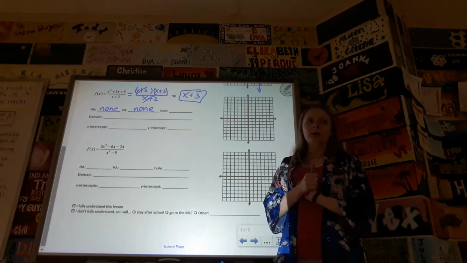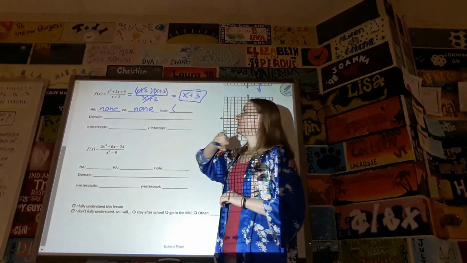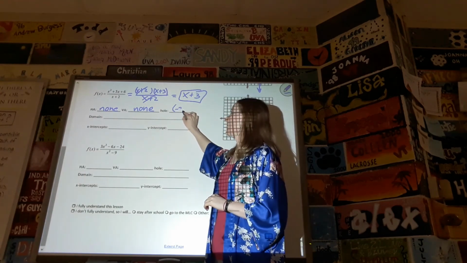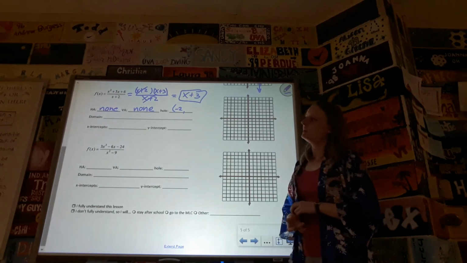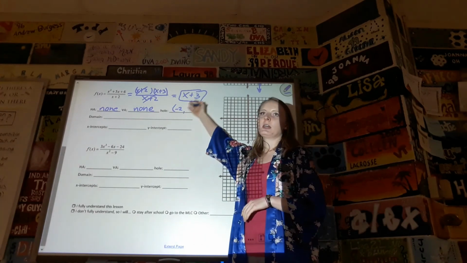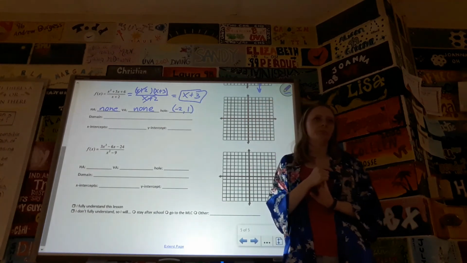Is there a hole in this graph? Yes, there is, because I canceled a factor. The factor I canceled was x plus 2, so then the x value, after you set that equal to 0, would be negative 2, right? And then because it's a point, I need to find the y value, so I take the x and I plug it into the only equation I have, which is this one. I plug that in, I get 1. So I'm going to have a hole at negative 2, 1.